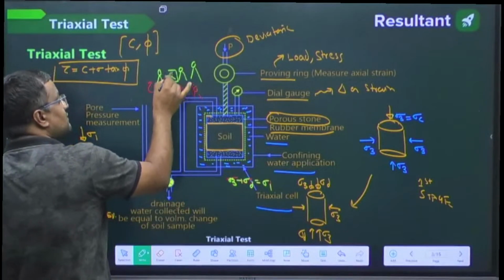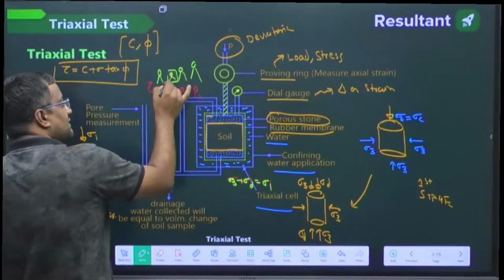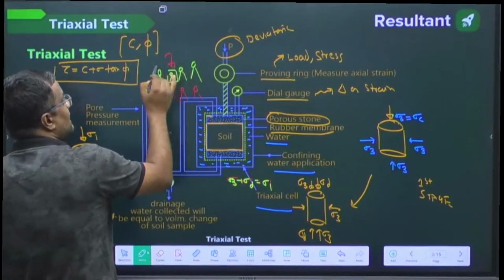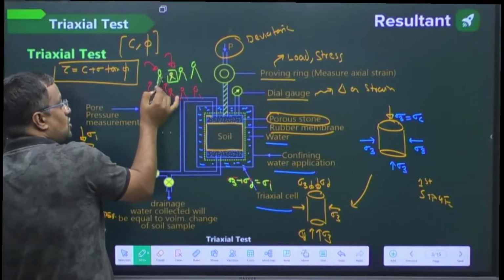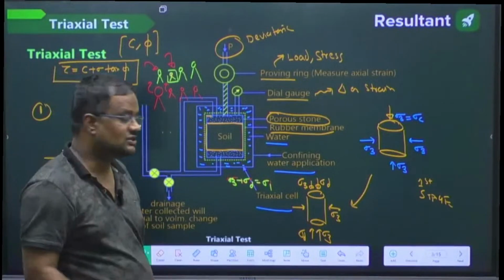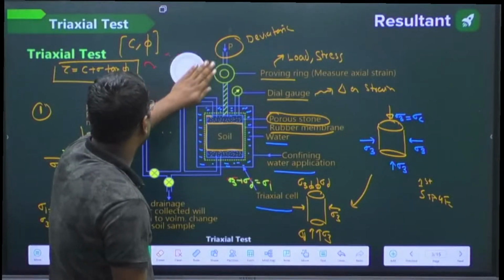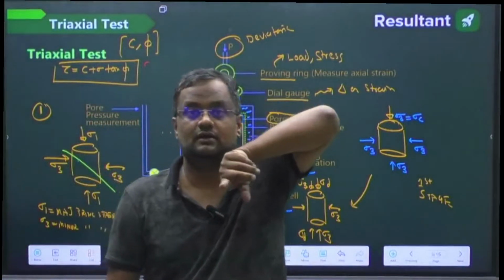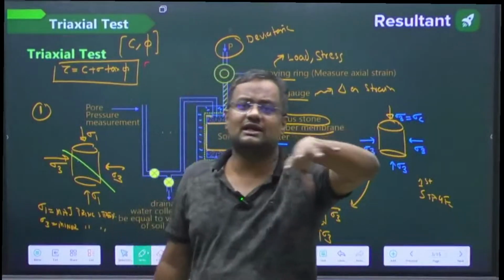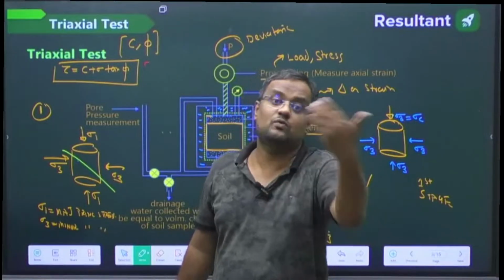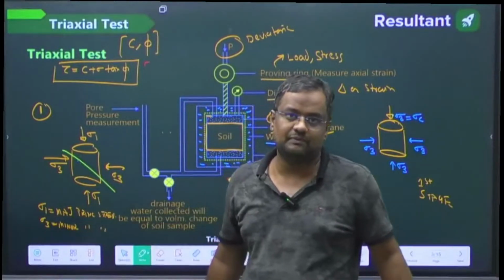So this one may be the weakest, but the person fighting him is even smaller, so he might win, and any other player who is stronger than this one will lose the match because the opponent is stronger. Similarly in soil, the weakest plane may not be the failure plane, because the stress on it is not much. Any other plane might have stress more than its strength, so failure may occur in that plane.